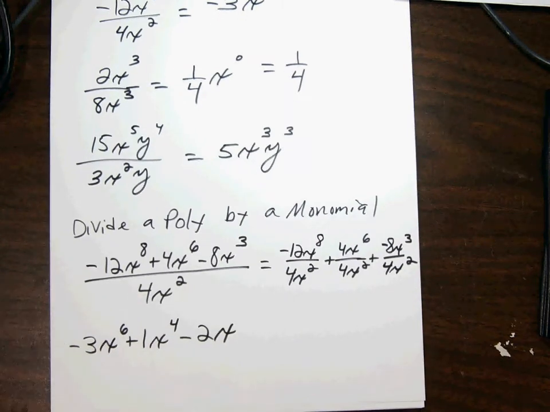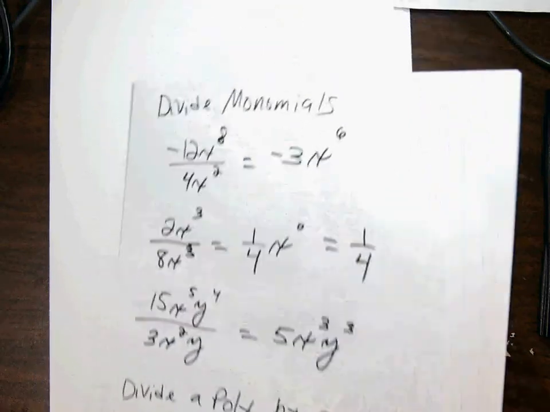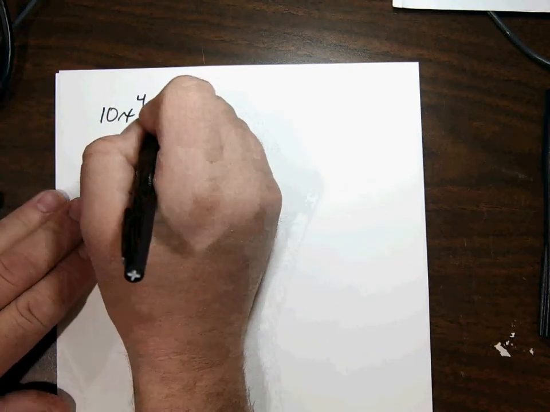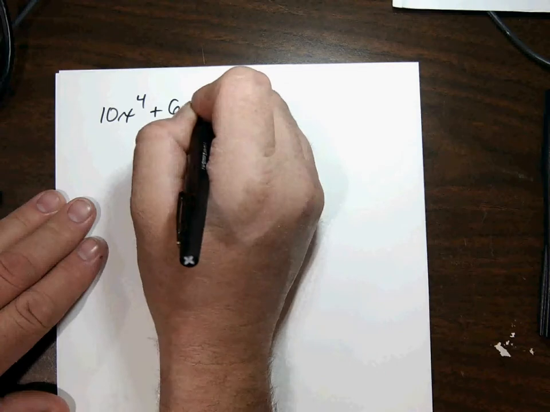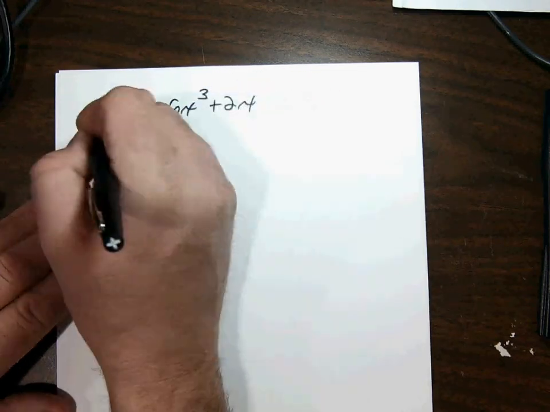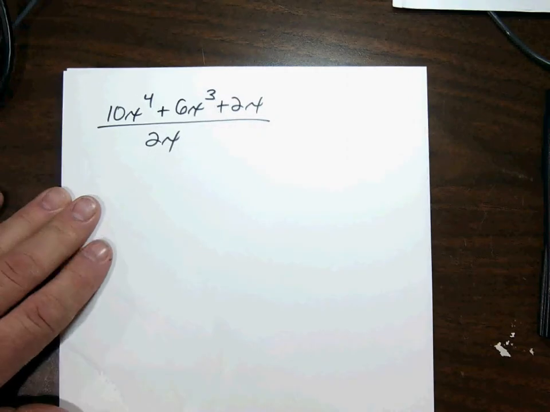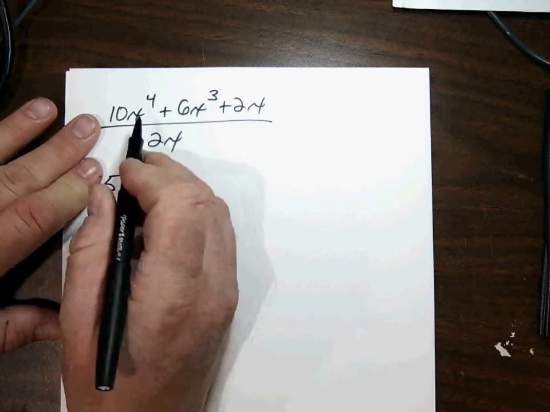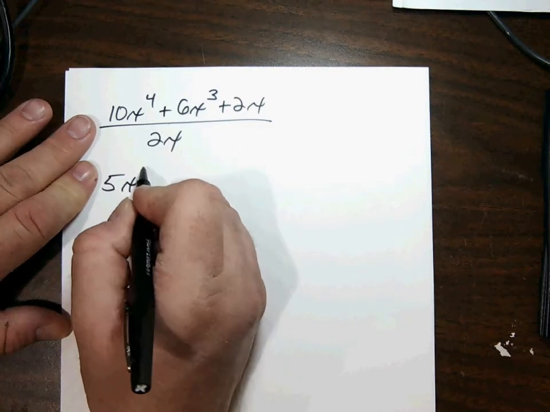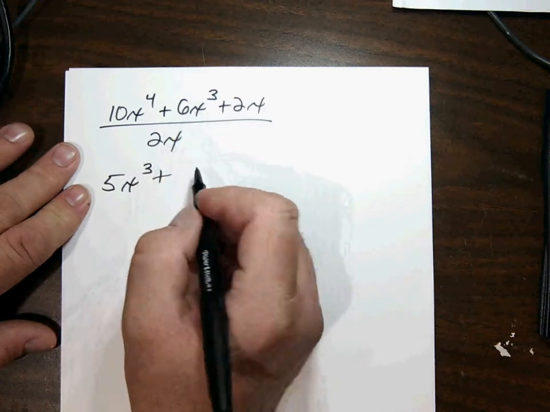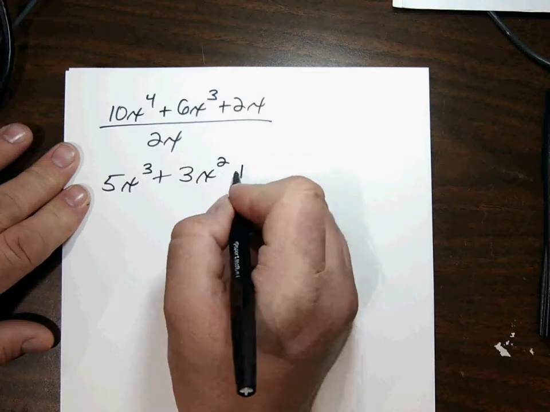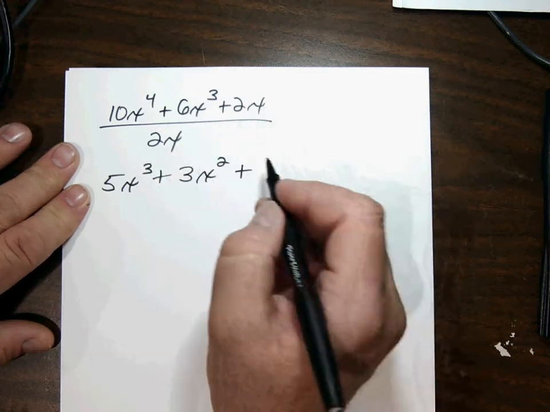Okay? All good there? One word of caution, I guess it would be. Let's do one more. 10x to the 4th plus 6x cubed plus 2x, divided by 2x. Let's divide this. 10 divided by 2 is going to be 5. X to the 4th divided by x is x cubed. Plus 6 divided by 2 is 3. X cubed divided by x is x squared. Don't forget this last part. Plus 2x divided by 2x is a 1.